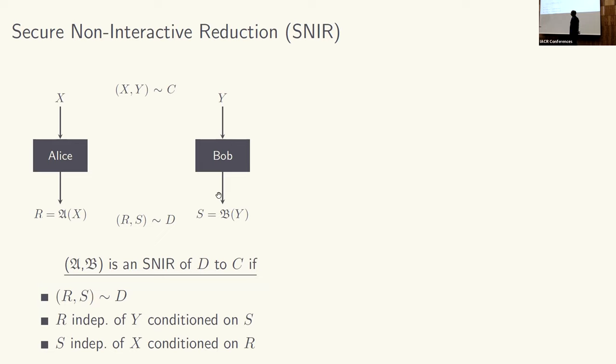But in terms of secure non-interactive reduction, these functions A and B are said to be an SNIR, or secure non-interactive reduction, of the target distribution D to the source distribution C if, firstly, R and S given here are distributed according to the correlation D, and then we have the security conditions. The security conditions are the natural ones: Alice's view should not reveal what Bob's output is, and Bob's view should not reveal what Alice's output is. Note that Alice's view is just X that Alice got from the correlation. So this is security against Bob, or Alice's security guarantee. It says that Bob's view, which is Y, does not reveal anything about Alice's output R conditioned on his own output. So R should be independent of Y conditioned on S. Similarly, S should be independent of X, which is Alice's view, conditioned on R.